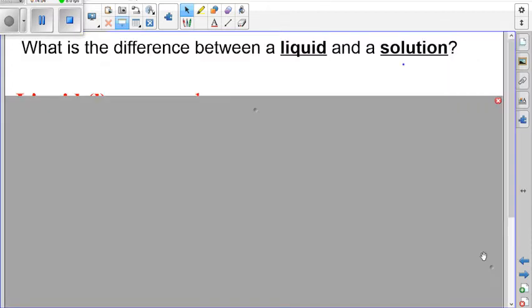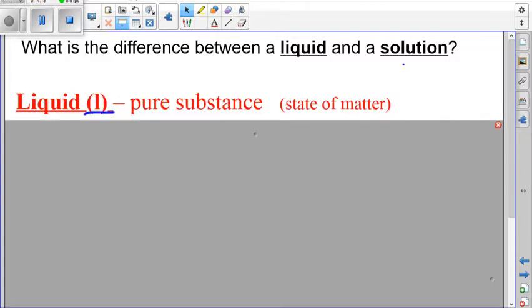Okay. Now we got to go over a few things about liquids and solutions, okay? A lot of folks will use the words liquid, solution, water, all that stuff interchangeably, but they all have their own specific definitions, so we got to clarify. A liquid, which if you see little parentheses with the lowercase L in it, that's referring to a liquid, is a pure substance. This is talking about a state of matter.